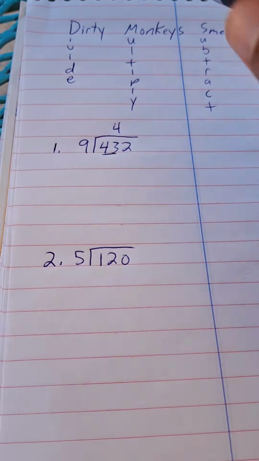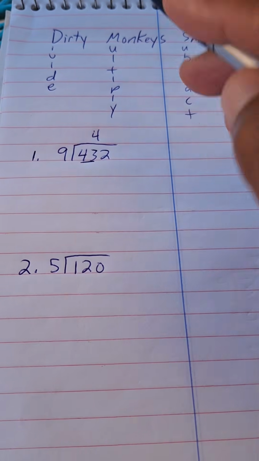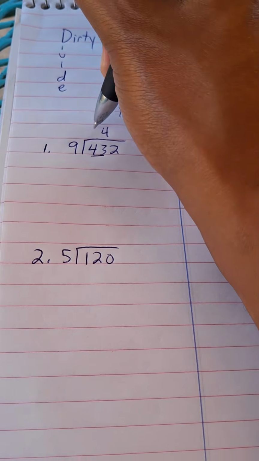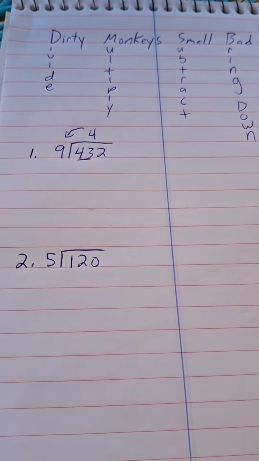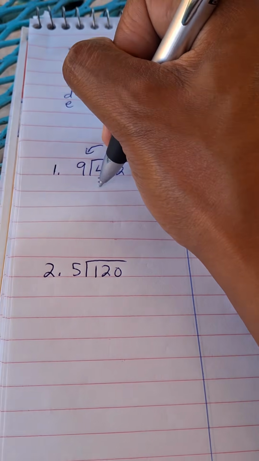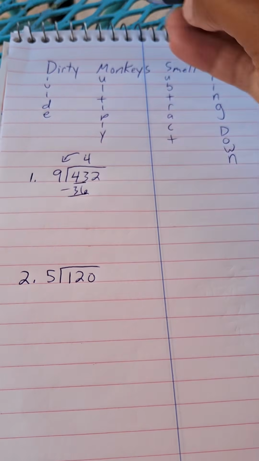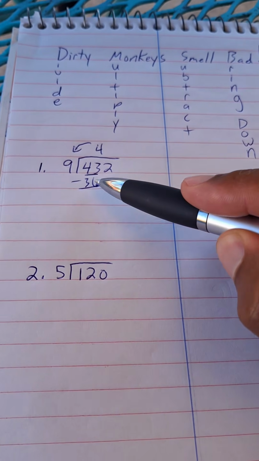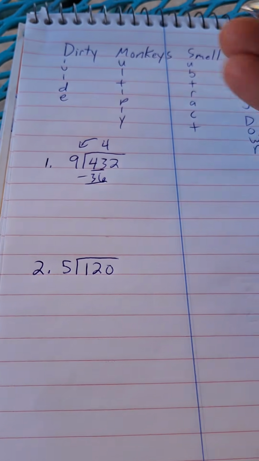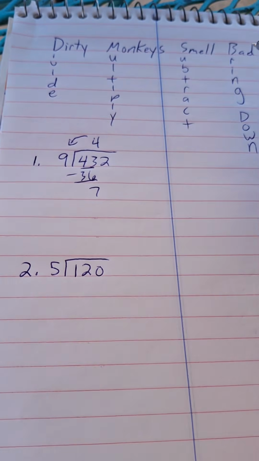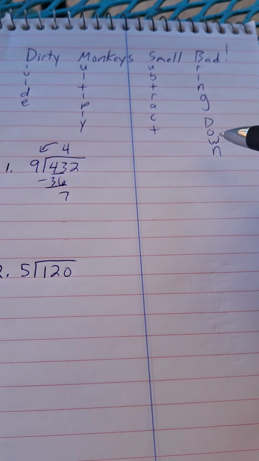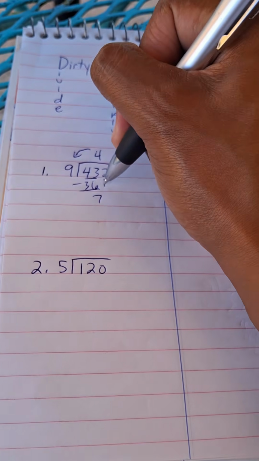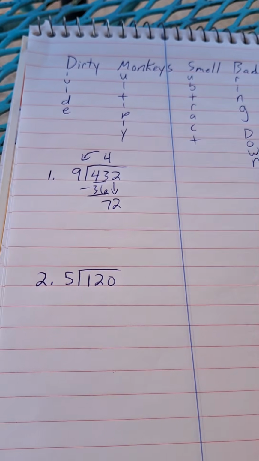If I then multiply, monkeys means multiply, right? Multiply back down. So what's 4 times 9? That's what it looks like. 4 times 9 is, of course, 36. I'm going to write that there. And then smell is subtract. So we're going to subtract right there. 43 take away 36. How much do we have there? That should be 7. And then bad, of course, is bring down. So we just go dirty monkeys smell bad over and over, and that's how we do our process.